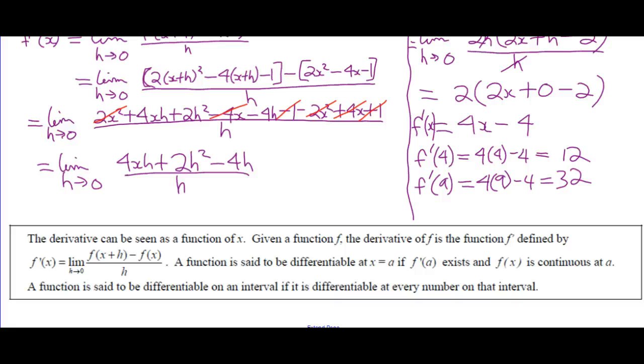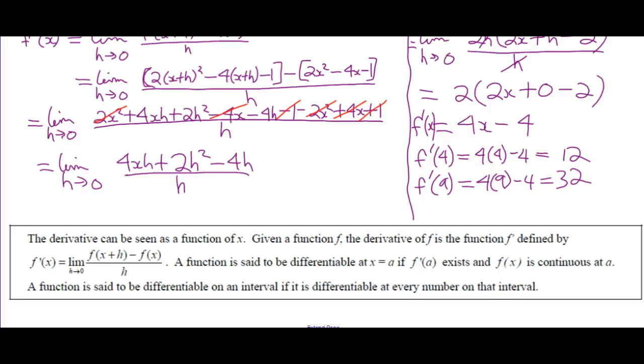So the derivative can be seen as a function of x. Given a function f, the derivative of f is the function f prime, defined by f prime of x is the limit as h approaches 0 of f of x plus h minus f of x over h. And a function is said to be differentiable at x equals a if f prime at a exists, and f of x, the original function, is continuous at a. Okay, so if there's a hole there, you can't find a derivative at that point, right?